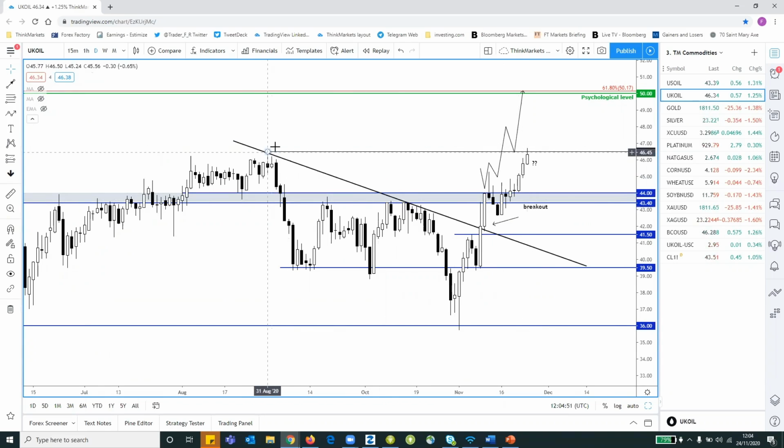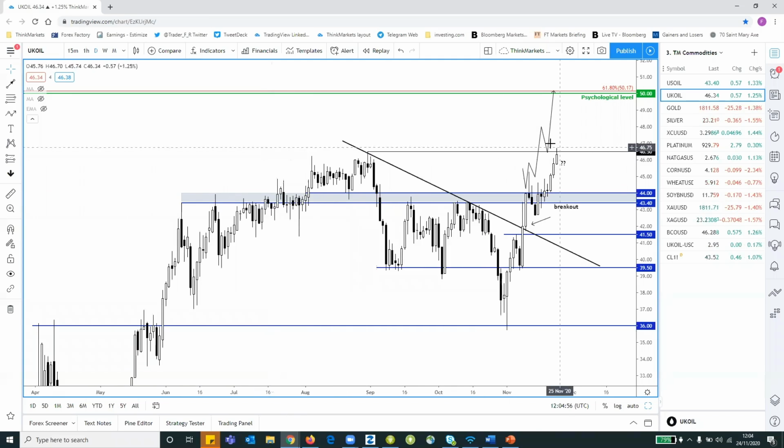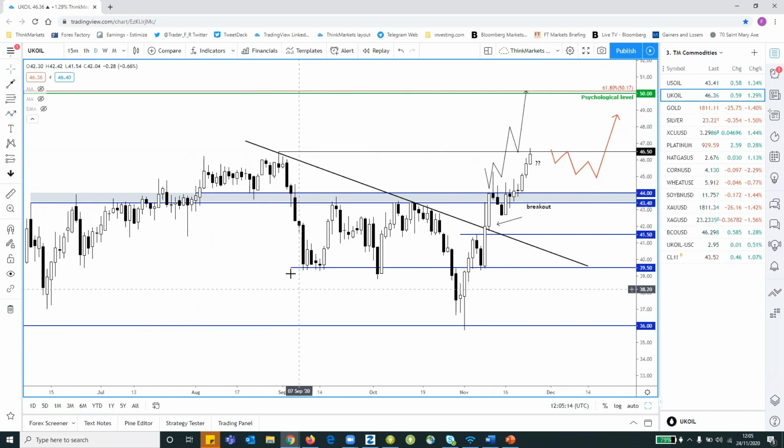Now we are testing the highs that were reached in August, and so there's a possible scenario where we could see a false break here, which could lead to a short-term downward move. But ultimately, I think this is going to go up because of the fundamental situation.